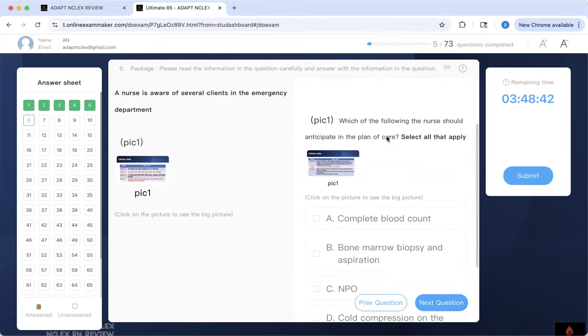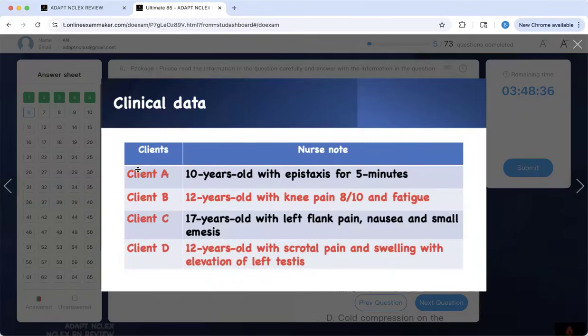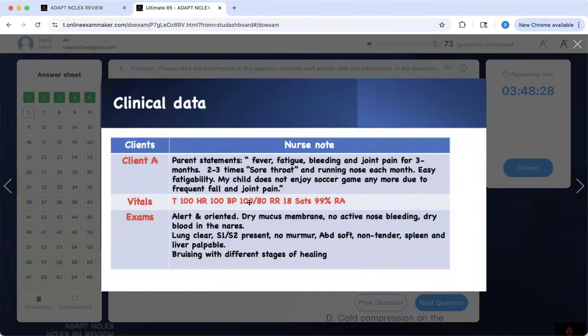Which of the following should the nurse anticipate in the plan of care? Now, this is a different patient. If you look at A, it is a 10-year-old with epistaxis for 5 minutes. Be careful with this kind of multiple-patient question. They will flip it. Now you have to change your mind and move in a different direction. We are not talking about testicular torsion anymore.